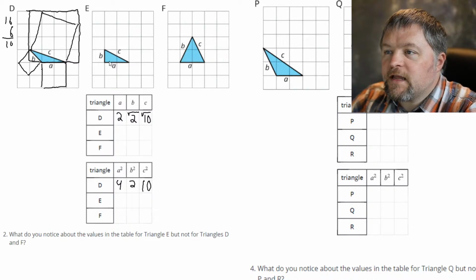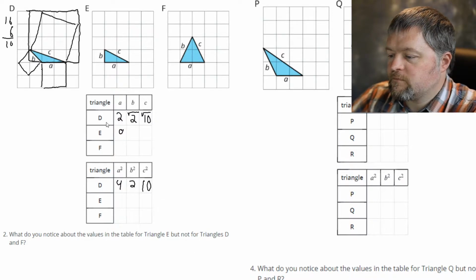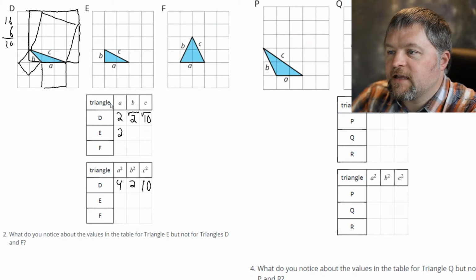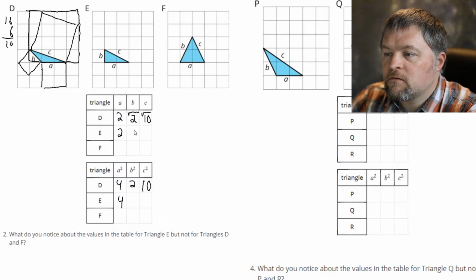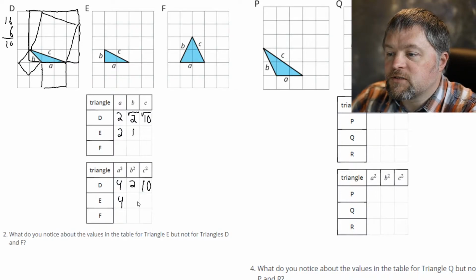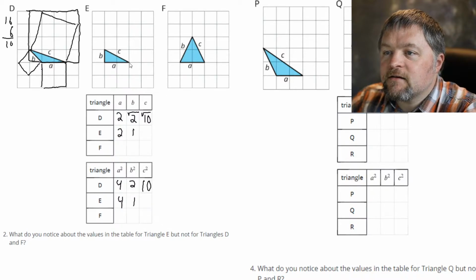Now for E, A is again 2 units. Side length A is again 2 units, and the area of the square off of that will again be 4 units. Side B is 1 unit. 1 squared is 1 unit.